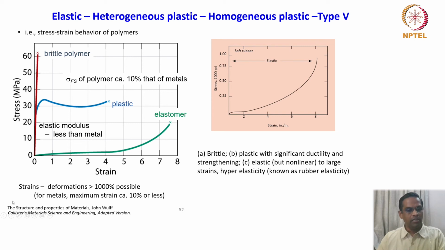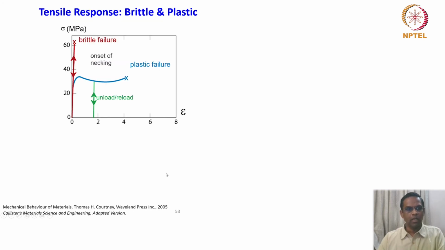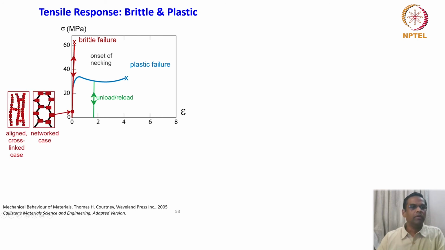Okay, so strains are possible up to 1000 or more than 1000%. So you can see that kind of deformation possible in this kind of materials. So what is responsible for this kind of behavior? We will just see one by one. We will first look at the brittle failure of this polymer.